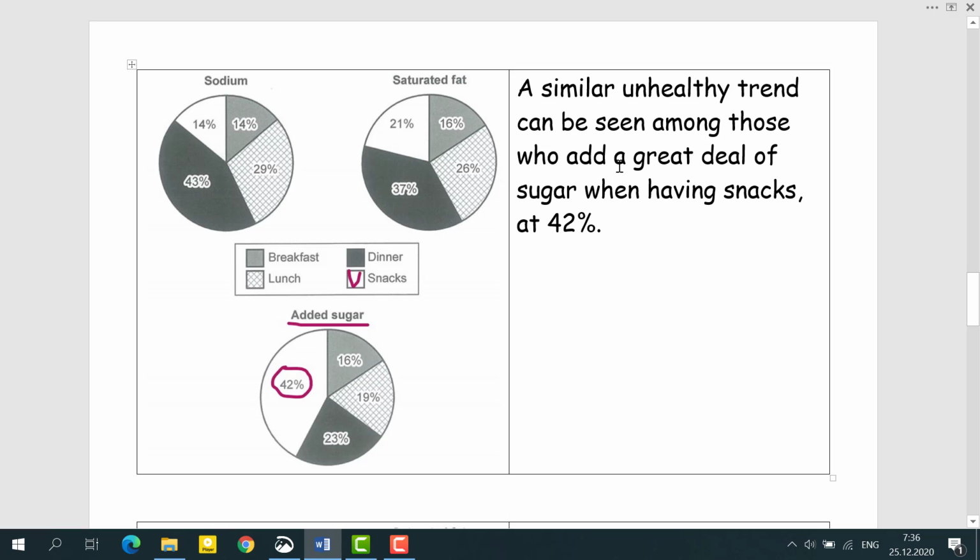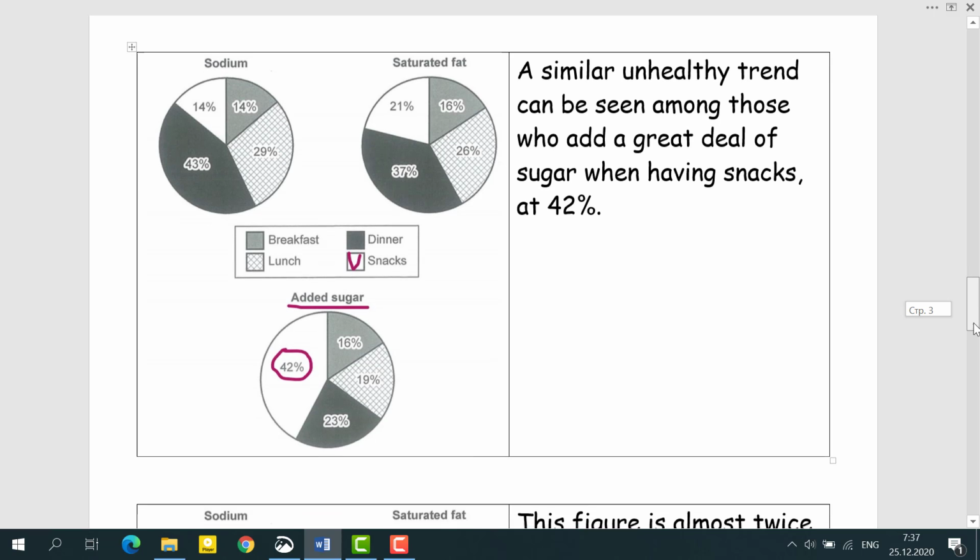Who add a great deal of sugar. A great deal of means much or a lot of, but the phrase a great deal of sounds really academic and sounds perfect for the examiner. So a great deal of sugar when having snacks. When having snacks, just look at this carefully. And then again, a comma, at 42%. Again, when plus ing, try to use this strategy.